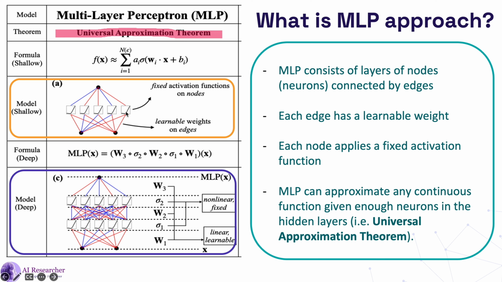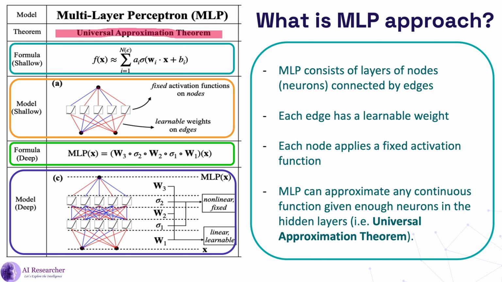Moving to the next is the universal approximation theorem. This theorem states that MLPs can approximate any continuous function given enough neurons in the hidden layers. Talking about the formulas that we have, the shallow and the deep formula. The shallow one represents a single hidden layer in MLP, and the deep formula that we see shows the composition of multiple layers in the MLP.